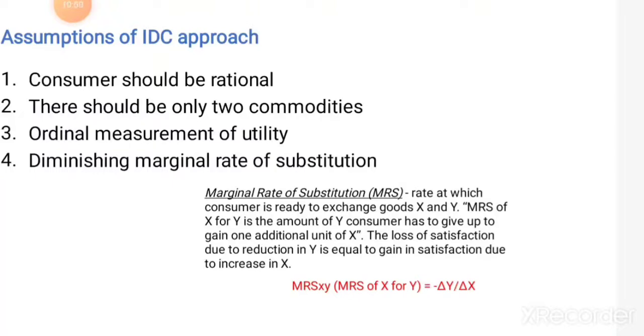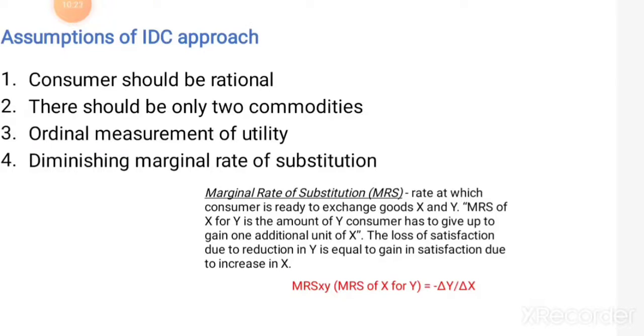Okay, so if 3 commodities are there, it will become confusing for you to sacrifice the things. If only 2 are there, you can sacrifice one thing for the other, means you can exchange one with the other. So that's why under this law only 2 commodities are preferable. So the third one is ordinal measurement of utility.